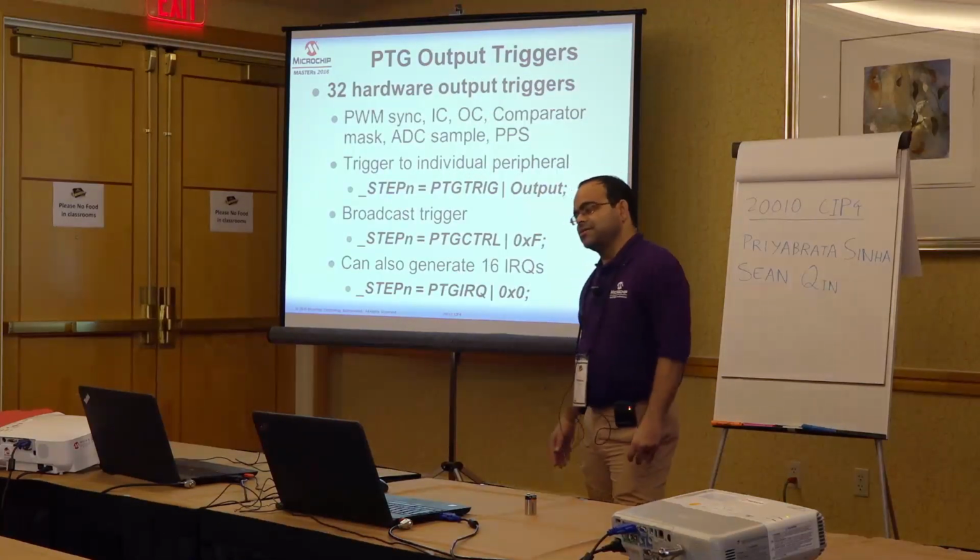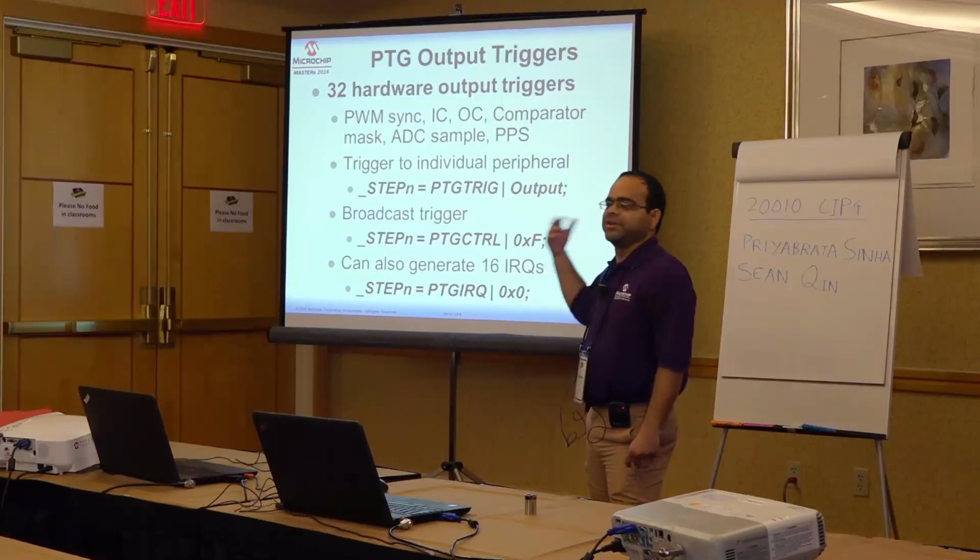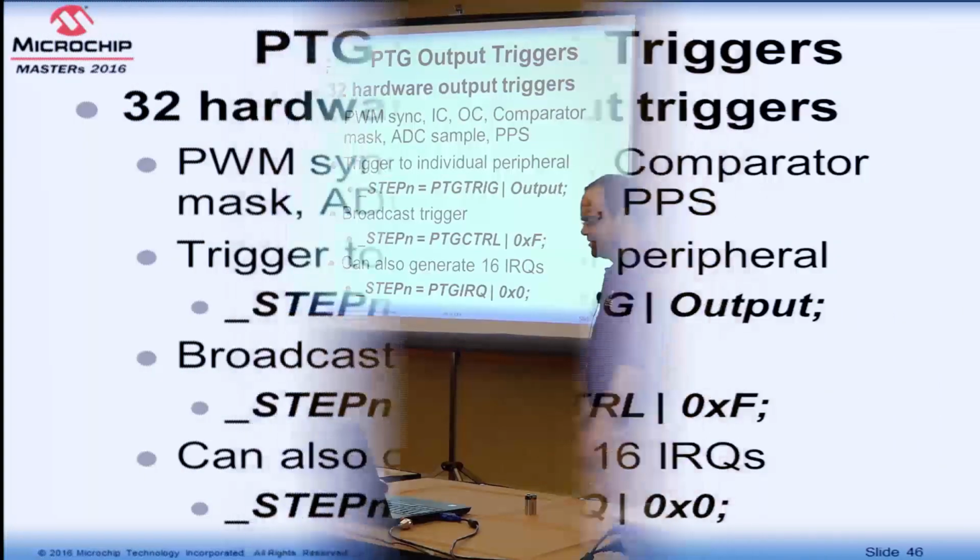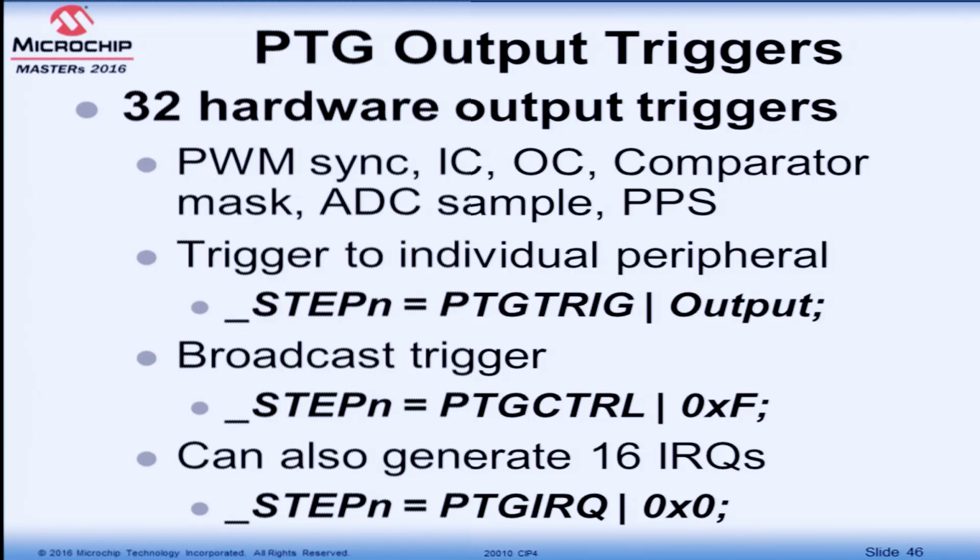The output triggers are also possible, and there are in fact more output trigger destinations than there are input trigger sources. So, you could send a PWM synchronization signal, or you could send an event trigger to the input capture, or even output compare, or even a comparator mask. Comparator mask is basically a temporary signal that you use to specify that the comparator should not change its state during that period. Those are periods where you do not want the comparator to be functioning. It is a very temporary signal. So, this could send a signal that does that as well.